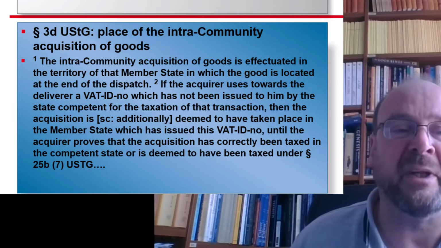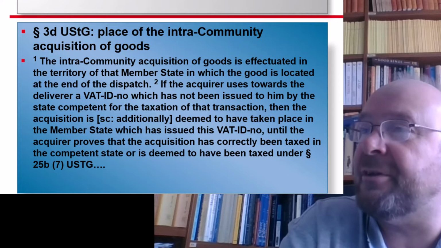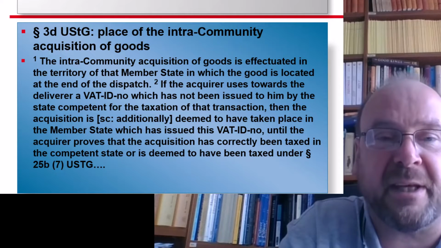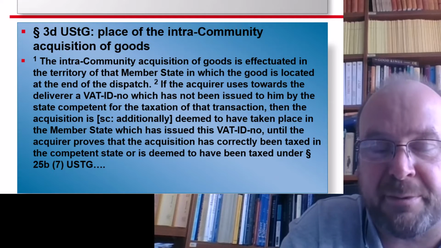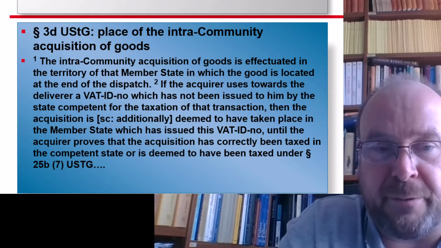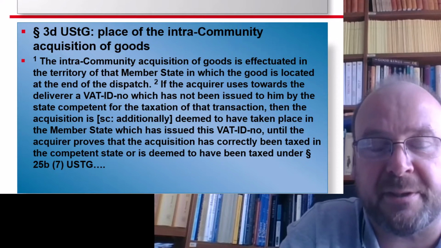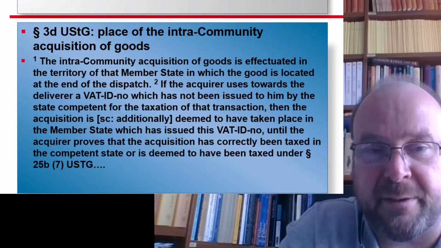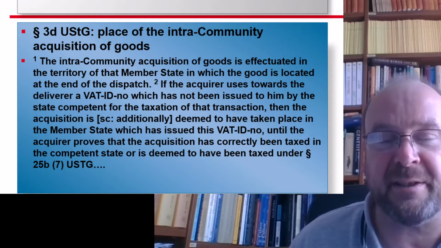And here it is found, 3D. The place of the intra-community acquisition of a good is there in the territory of that member state in which the good is to be found at the end of the transport. Good. Plain and simple, sentence 1. Sentence 2 is about fighting mistakes of the taxpayer. We can talk about that later. The first sentence is the vital and important one, the one which we need at the moment.